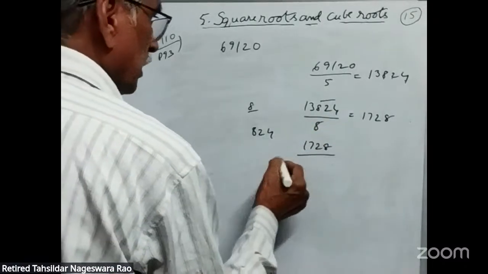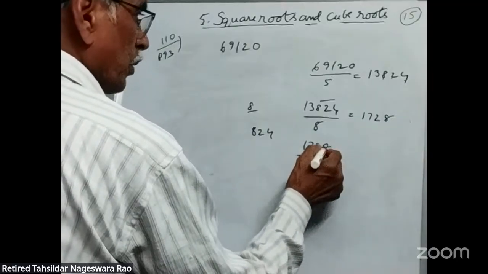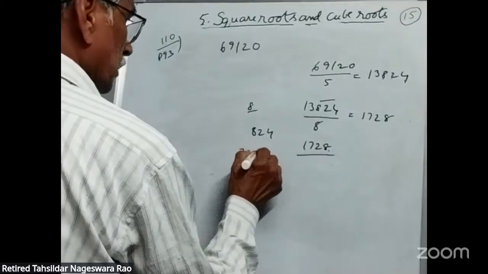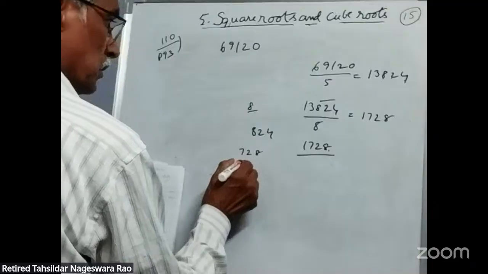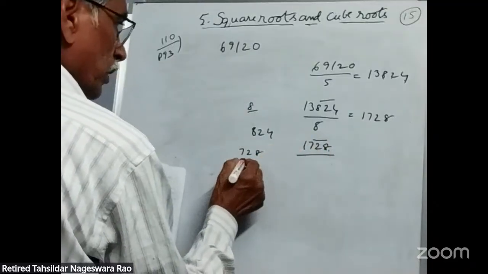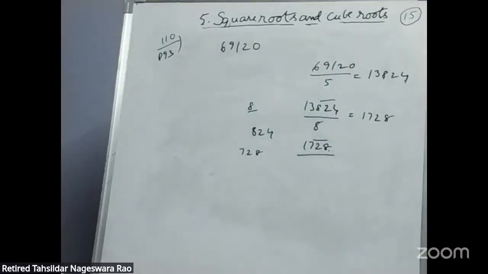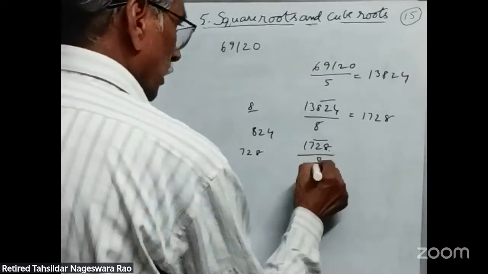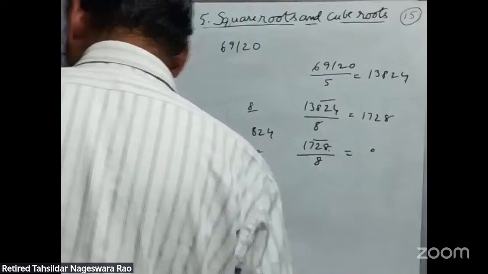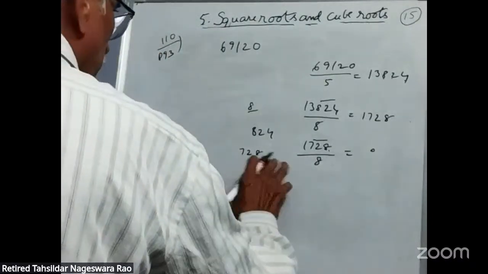1,728. Is it again divisible by 8? It is an even number, divisible by 4. Let us check whether it is divisible by 8 or not. Last 3 digits, 728, are divisible by 8, 91 times. So 728 will be divisible by 8.